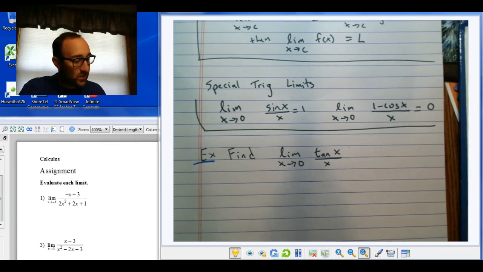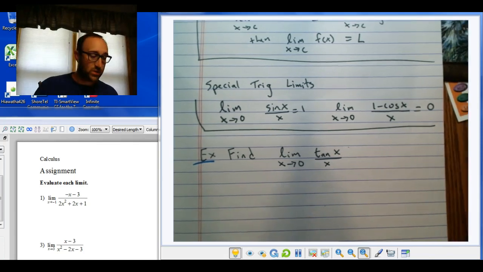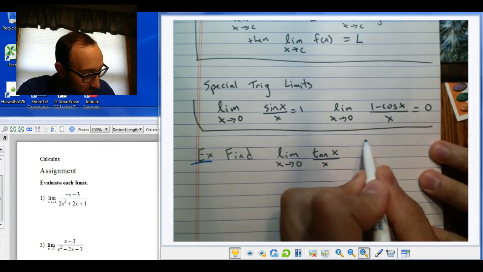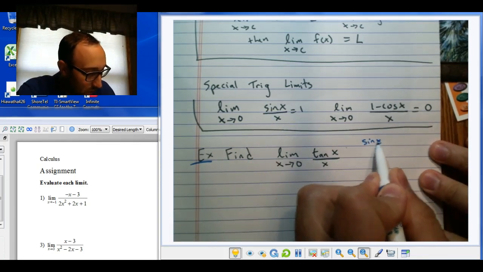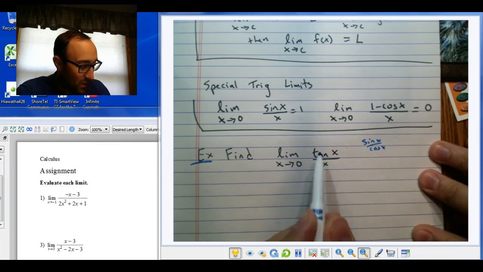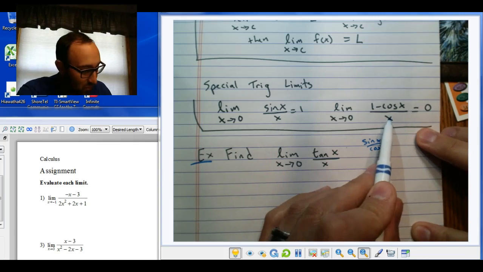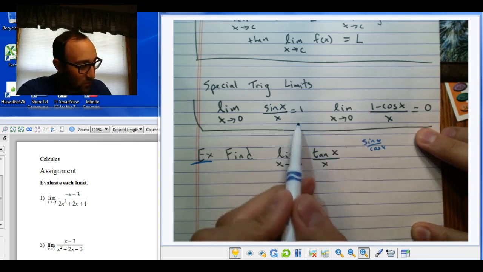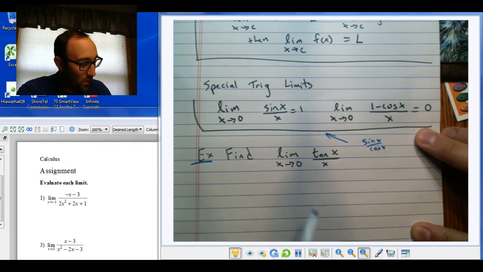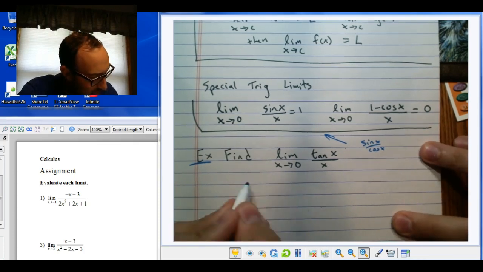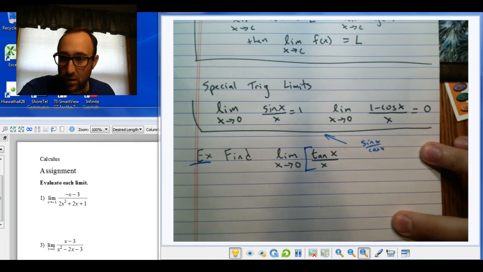So the limit as x approaches 0 of tangent x over x. I look at this and say, I know tangent is going to be sine x over cosine x. Okay, so if I have an extra x in the denominator, I probably want to use this one and not that one because I have sine and cosine. So I'm going to try and use that special trig limit. I'm just going to rewrite this part for now and we'll put the limit part back in.